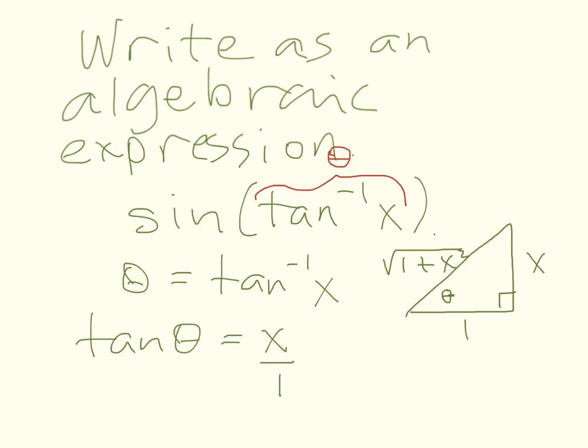So now we have sine of inverse tangent of x is the sine of this angle theta here, and the sine is the opposite over the hypotenuse. So x over the square root of 1 plus x squared is the final answer for this problem. Okay, I'm going to give you one to try. Alright, so press pause while you try this one.